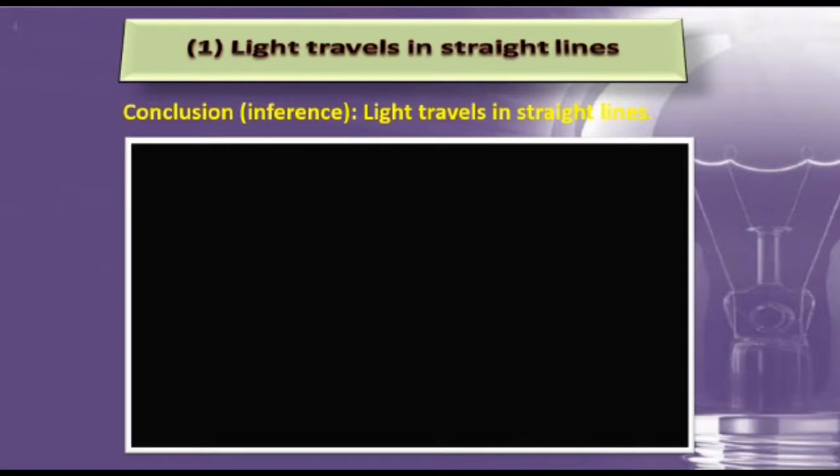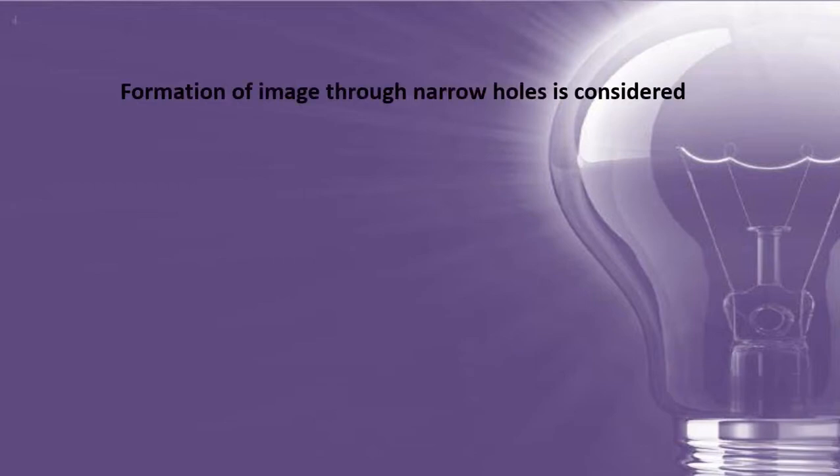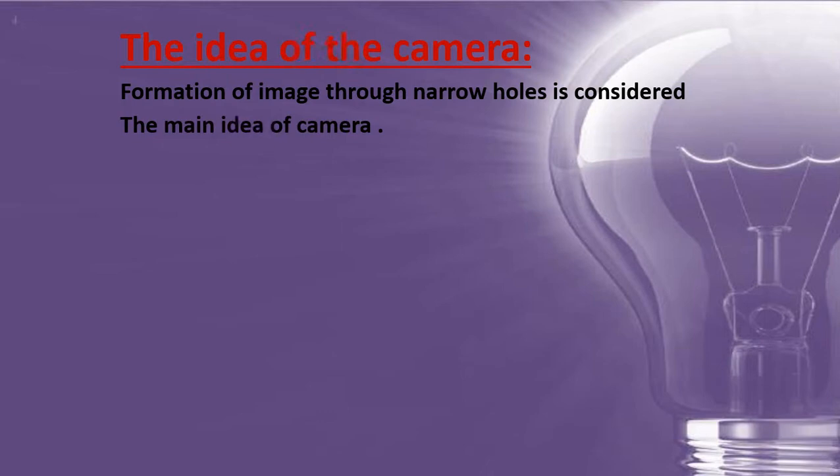As a result of the traveling of light in straight lines, some phenomena happen, such as formation of image through narrow holes and formation of shadow. Let us discuss the first phenomenon, the formation of image through narrow holes, which is considered the main idea of the photographic camera.